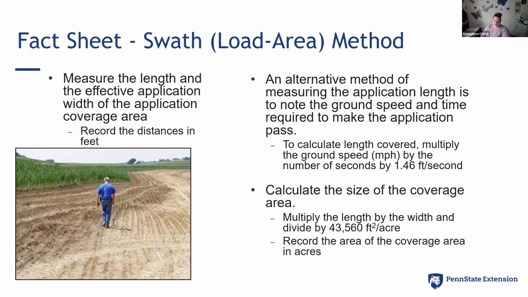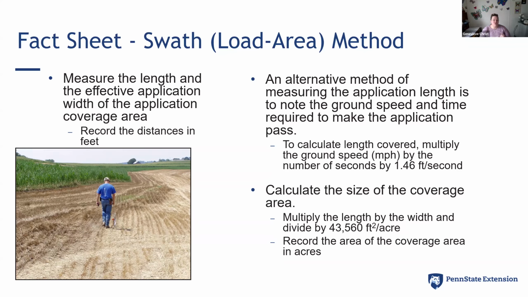There is an alternate method where you can figure out the application length using ground speed and the time it takes to make that application. But honestly, I think being able to actually go out and measure that can make it a lot easier, because one, not all tractors have speedometers, and sometimes our ground speed is not always the most accurate.